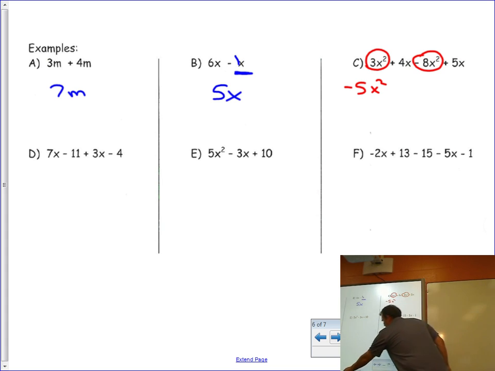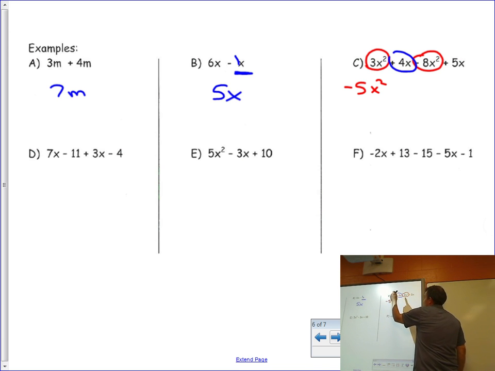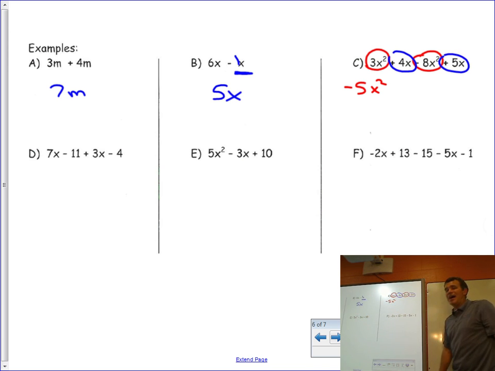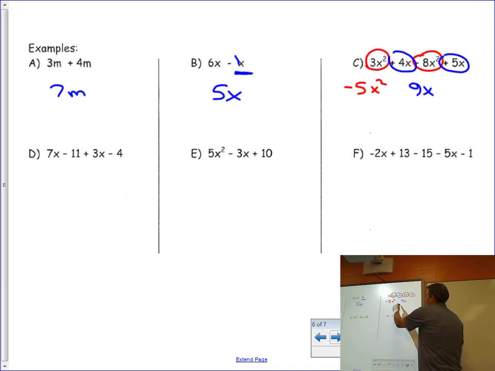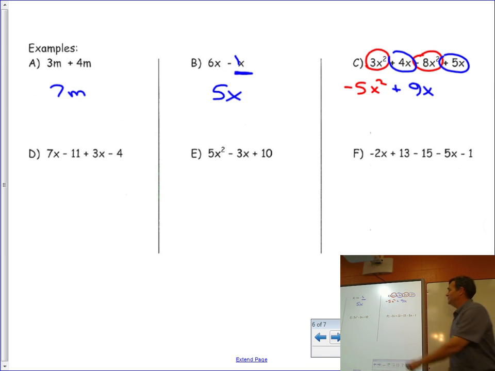And then I've also got positive 4x and positive 5x. Those guys are like terms. They both have the same sign, so I'm going to get 9x. And they're both positive, so the bigger number is positive. There's my answer: negative 5x squared plus 9x. Of course, those cannot be added together because they're not like terms, since this has an x squared, and this only has an x.